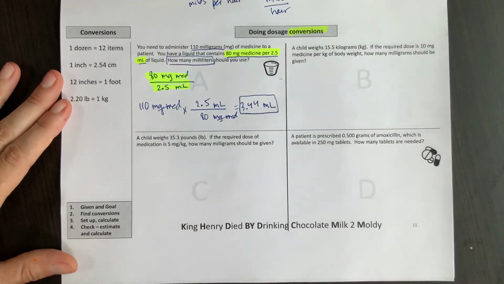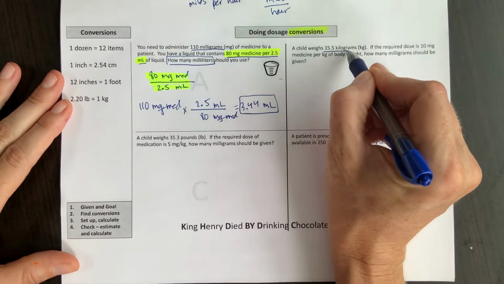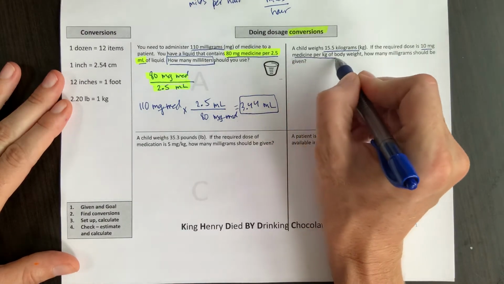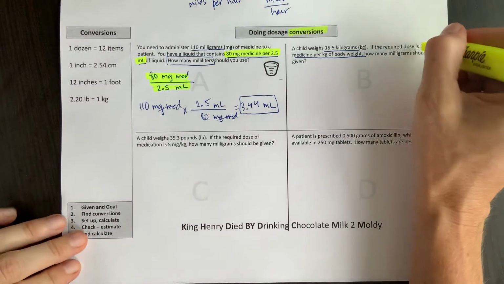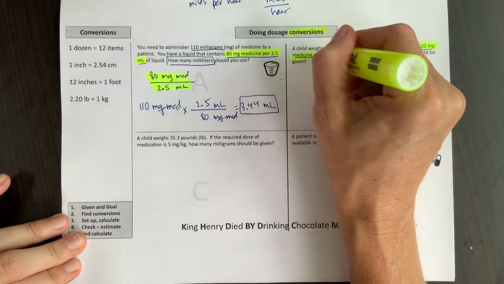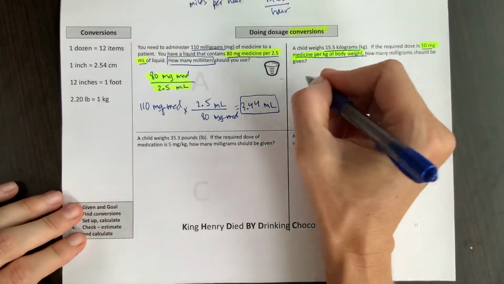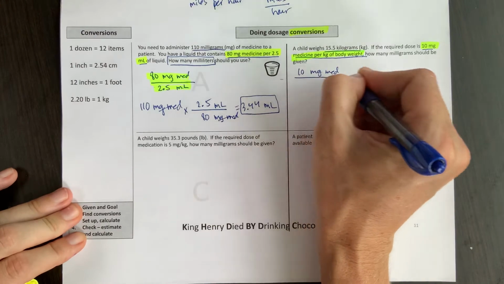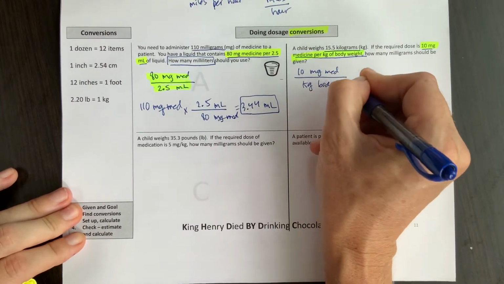Next type of dosage conversion. So let's read through the problem. A child weighs 15.5 kilograms. If the required dose is 10 milligrams medicine per kilogram of body weight, and do you hear that per in there? 10 milligrams of medicine per kilogram of body weight. I can take that as I read it and just rewrite it. 10 milligrams of medicine per means we're dividing by kilogram of body weight.